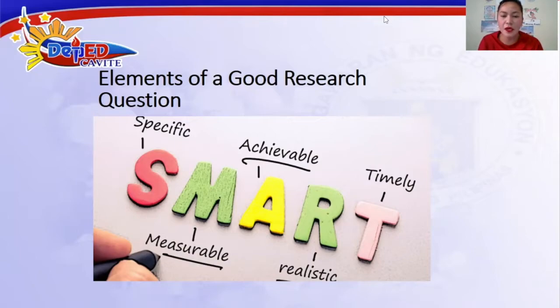A, achievable. Set challenging yet achievable research. R, realistic. What results can realistically be achieved? Make sure that your problem is relevant to society. Letter T, timely. You should include the time limit. You should also have time management, so it will establish a sense of deadline. So that is the element of a good research question. If your research question is specific, measurable, attainable, realistic, and timely, we can say that you are constructing a strong research question.